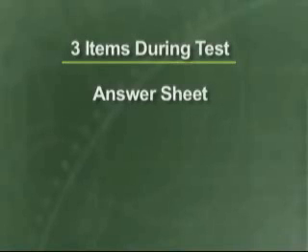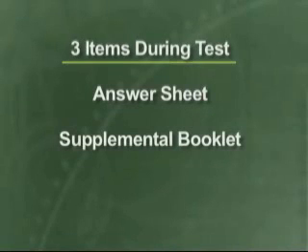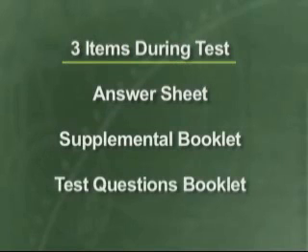At the actual test, you'll be given an answer sheet and 2 booklets. One is the supplemental booklet that contains vocabulary lists, grammatical rules, and a glossary of grammatical terms. The other booklet contains the test questions. So you'll have 3 things in front of you: the test questions, the answer sheet, and the supplemental booklet with the rules and vocabulary. You'll flip back and forth in the supplemental booklet to answer the test questions.